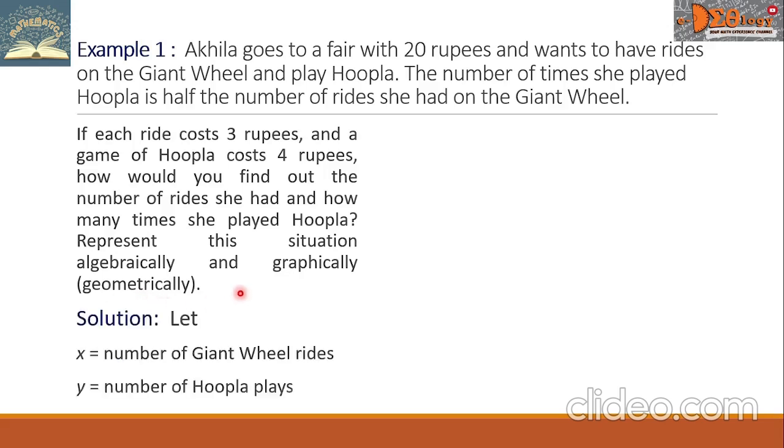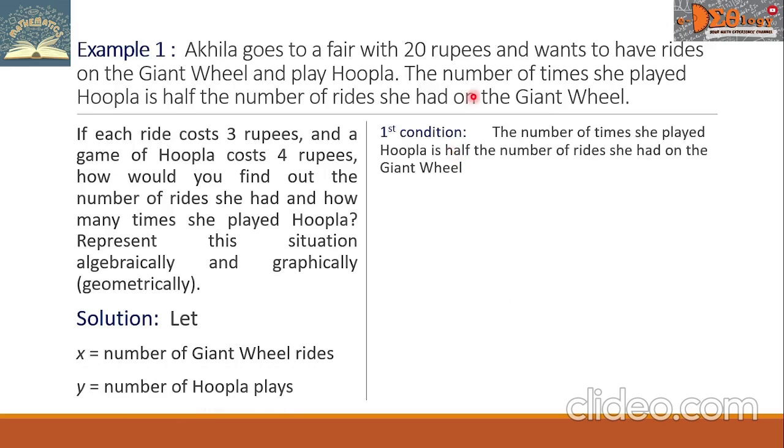First, we assign variables for the given. Let x be the number of giant wheel rides and let y be the number of hoopla played. The first condition in the problem is the number of times she played hoopla is half the number of rides she had on the giant wheel. We represent this in the equation as y equals 1 half times x. This is our first equation.